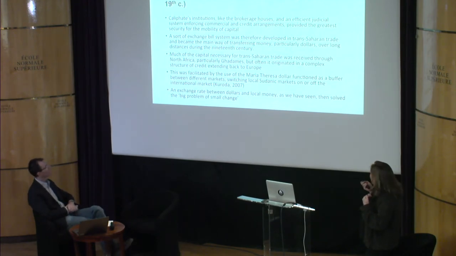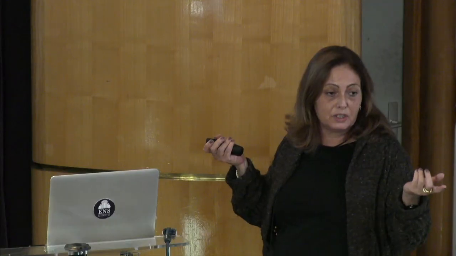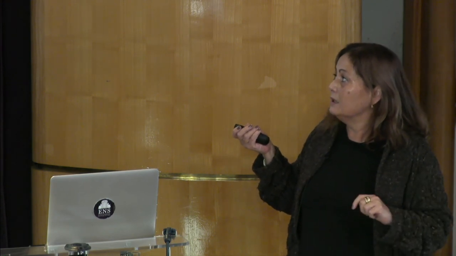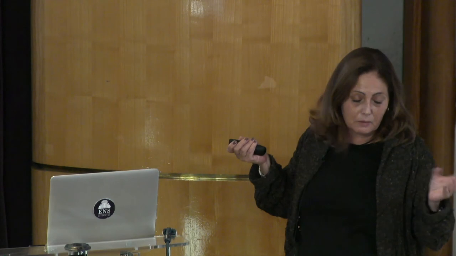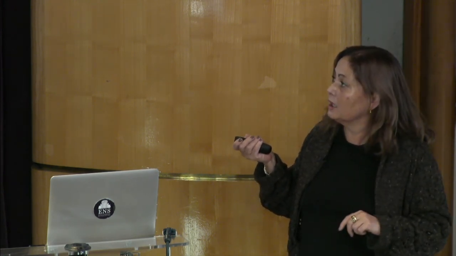exchange bills, and the capital was coming especially from Ghadames. Ghadames is just south of Tripoli, and you also had Jewish merchants investing in this. They had agents in Kano exchanging, so it was possible to have this system. And this system, as Shukuroda pointed out, was underpinned by the Maria Theresa dollar, which was functioning as a buffer, switching the local Sudanic market from the international market.